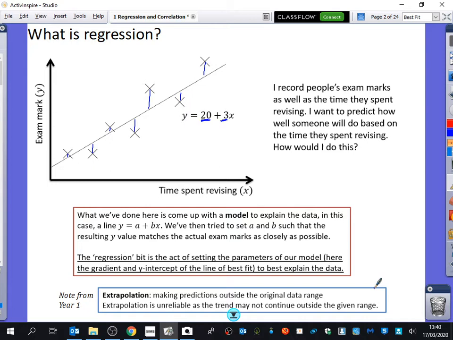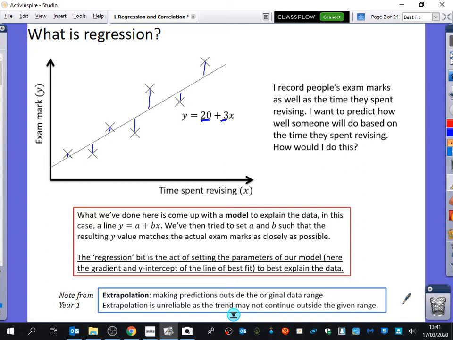But I just wanted to put a note from year one here. This is actually a note from GCSE. I teach GCSE foundation, and there are questions like this in the foundation exam. Extrapolation, making predictions outside the original data range. Extrapolation is unreliable as the trend may not continue outside the given range.